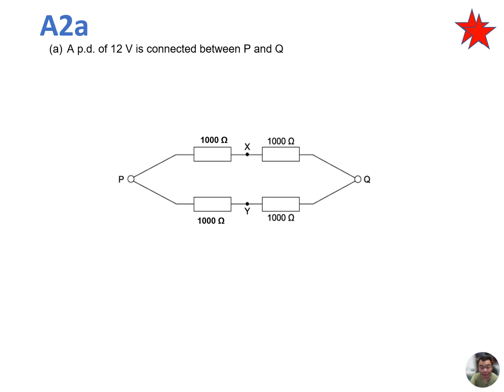This is a very tough question which tests you on your understanding of potential and potential difference. So we can see that there are four resistors connected in parallel. Let's just label them R1, R2, R3, and R4. They are connected to a power supply of 12 volts. So I will just add in the 12 volts battery connection.